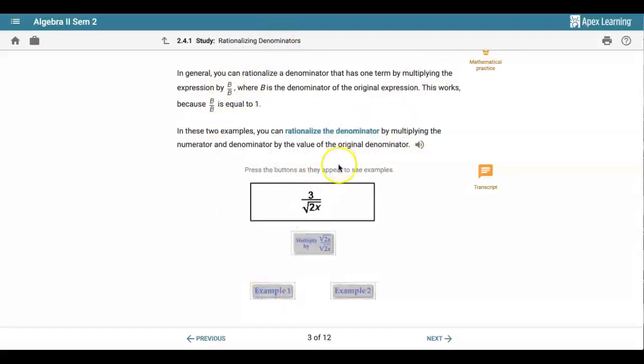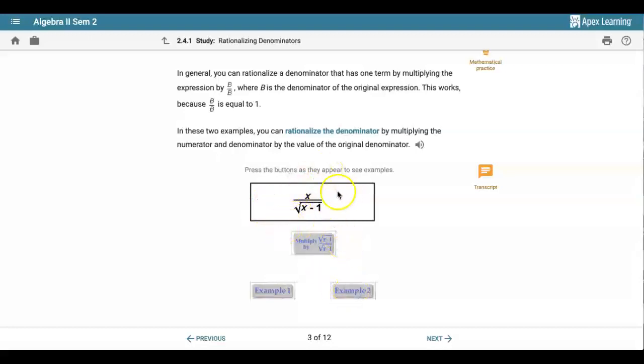So if we look at our example here, 3 over square root of 2x, I can multiply by my original denominator, which is the same thing, 2x. So I'm going to have square root of 2x over square root of 2x. Remember, multiplying two of the same radicals is going to cancel out the radical, and on the bottom, I'm just going to be left with the 2x. So this turns my original expression from 3 over square root of 2x to 3 times square root of 2x over 2x.